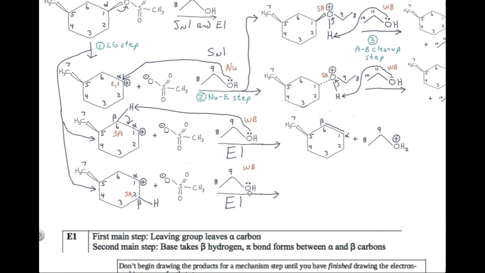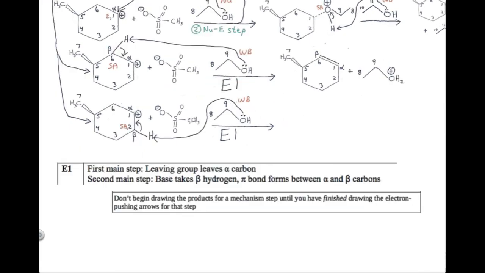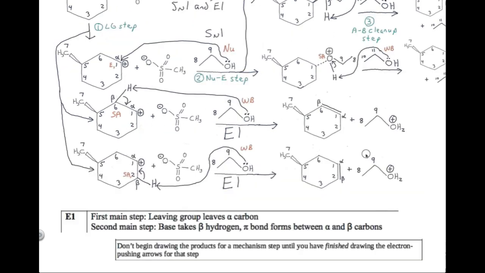We will use the alcohol oxygen as the weak base again, but now we're going to use beta carbon-2 as our strong acid. Here are the electron-pushing arrows for that step. Again, only now that we've finished both arrows for this step should we start drawing the products for that mechanism step. Draw the arrows for the step, and then draw the products for the step, because the arrows are the tool that we use to figure out the correct products.